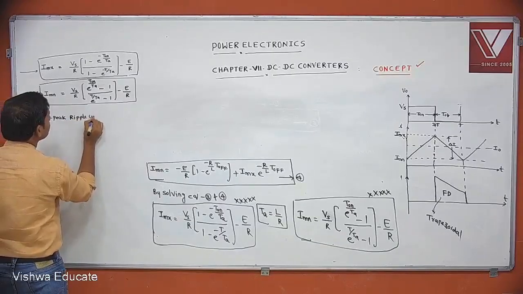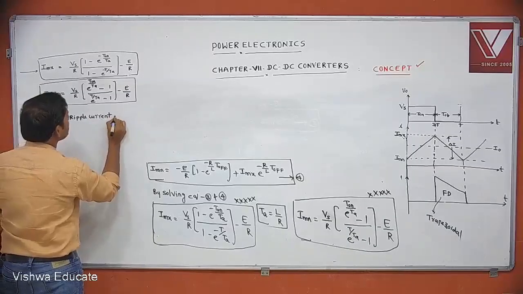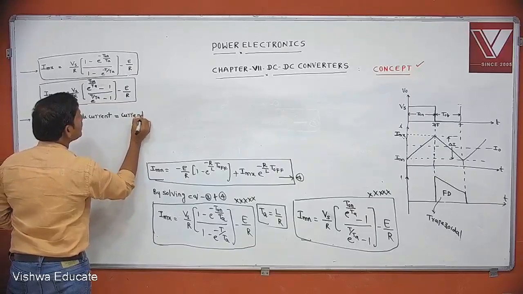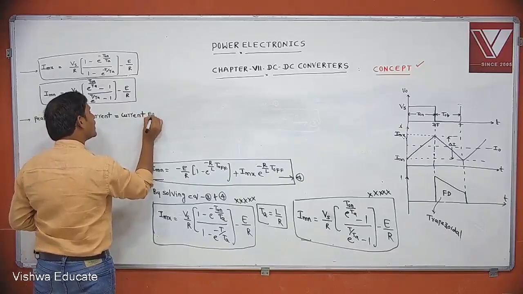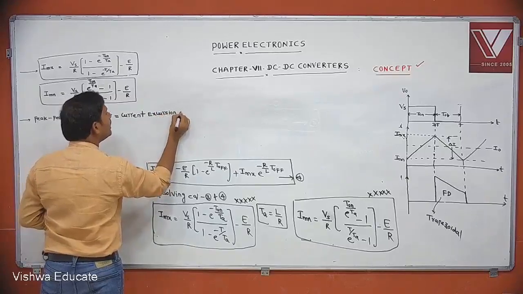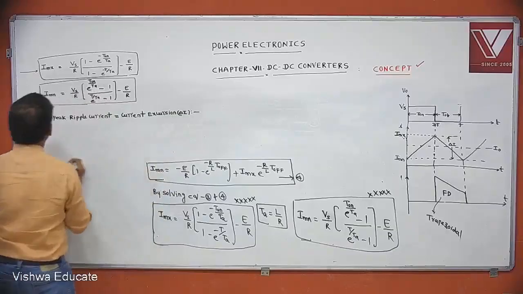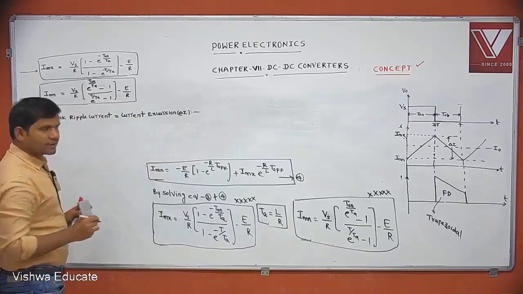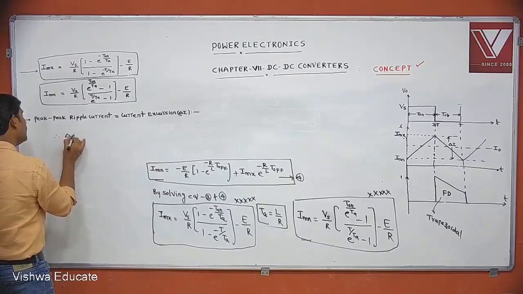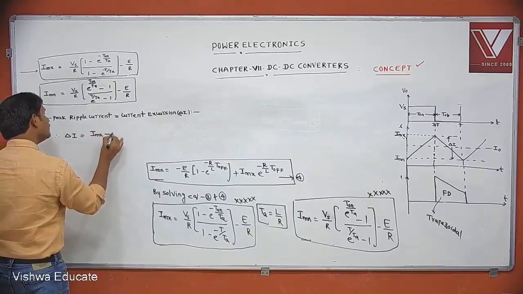Ripple current: how to write peak to peak ripple current? It is also called current excursion, denoted by delta I. Peak to peak ripple current, or current excursion, delta I, is equal to the maximum value minus the minimum value.